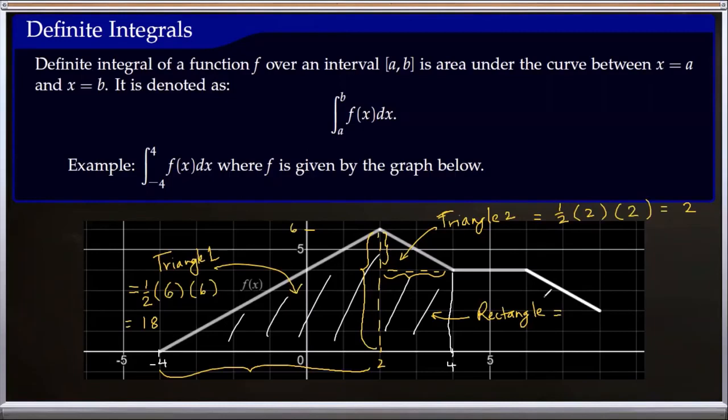Now the rectangle, the area of a rectangle is length times width. The length looks like it is going to be 2. So this length over here. And the height or the width, I can call that to be this height here, which is 4. So 8. So now I have areas of the parts. I can just add them up to get the whole area under the graph of the function from -4 to 4, which will be the value of the definite integral. 18 plus 2 plus 8, which is 28.